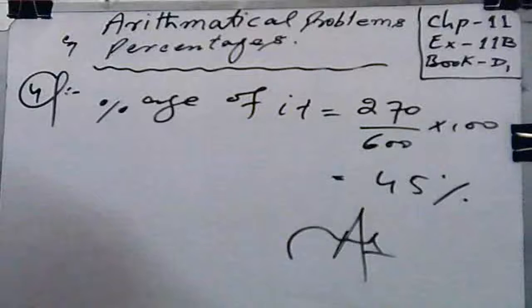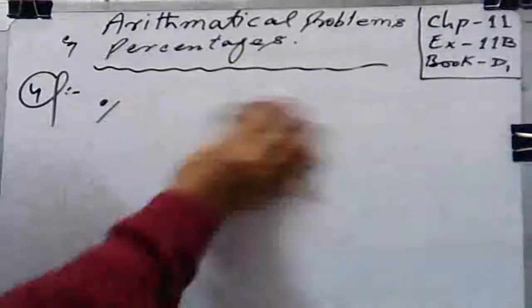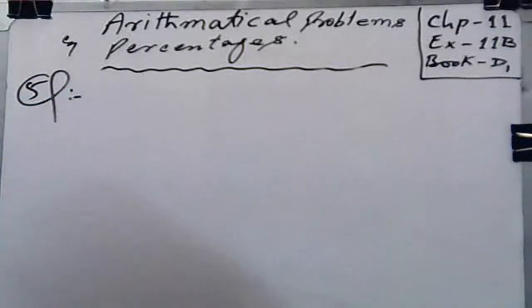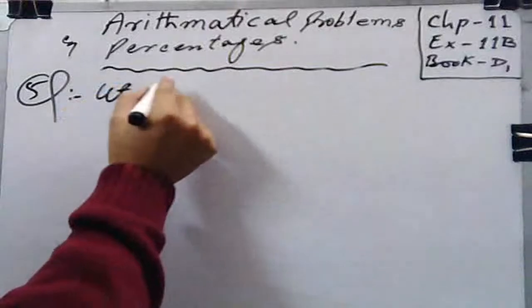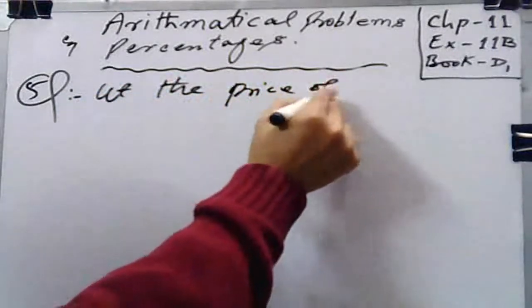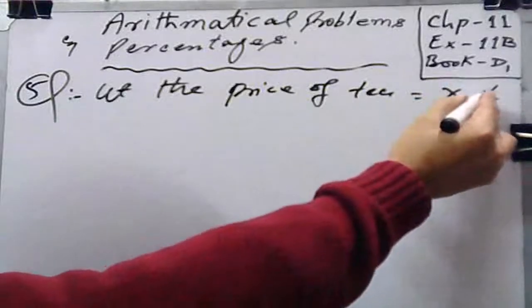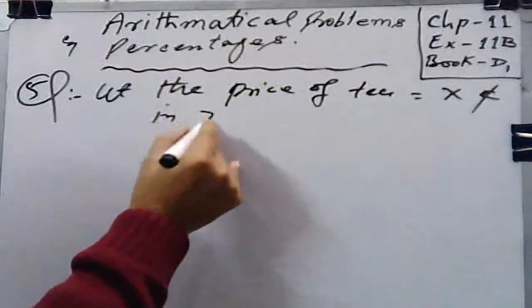Coming to question number 5. Nana sold her tea at 65 cent per gram in 2006, which was 25% more than it was in 2004. What was the price of the tea in 2004? Okay, let the price of tea in 2004 be equal to x cent.